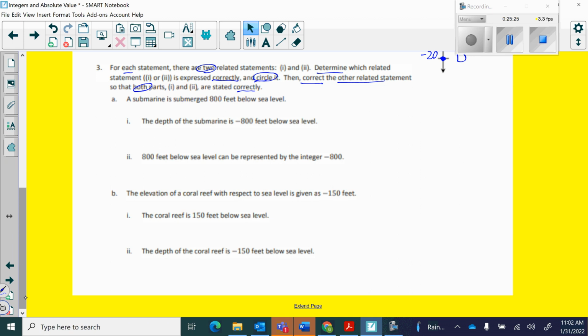So you've got two parts. Determine which one is true, and then correct the other statement. So you're going to read the information, and then you're going to read each of those two pieces. One of them is stated correctly. You circle that one. The other one, you need to change it to make it correct. Okay? So we'll give you guys 3 minutes to do these two.